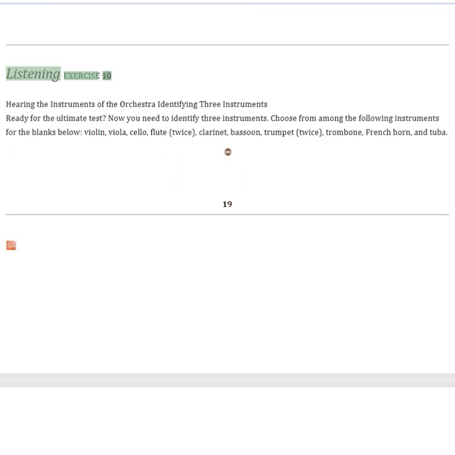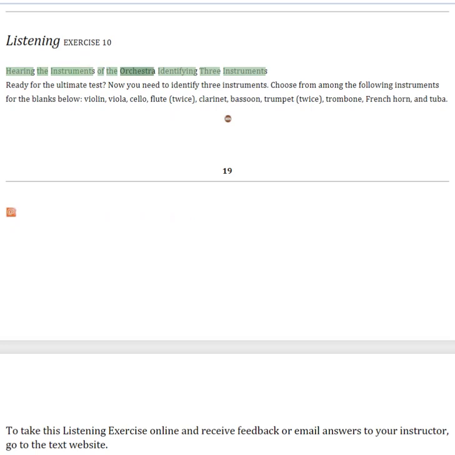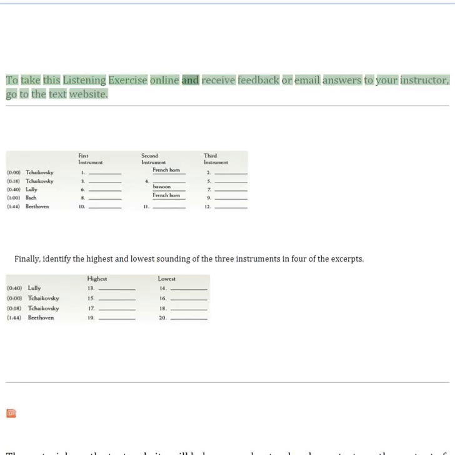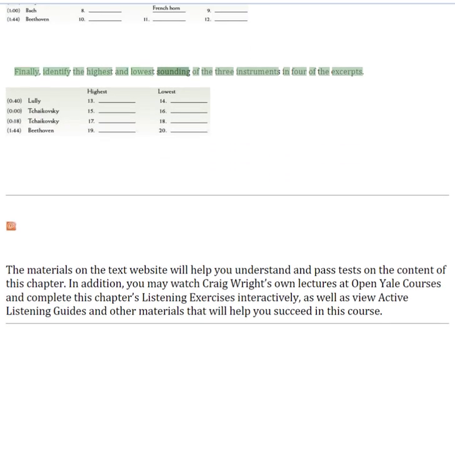Listening exercise 10. Hearing the instruments of the orchestra: identifying 3 instruments. Ready for the ultimate test. Now you need to identify 3 instruments. Choose from among the following instruments for the blanks below: violin, viola, cello, flute, clarinet, bassoon, trumpet, trombone, French horn, and tuba. To take this listening exercise online and receive feedback or email answers to your instructor, go to the text website. Finally, identify the highest and lowest sounding of the 3 instruments in 4 of the excerpts.